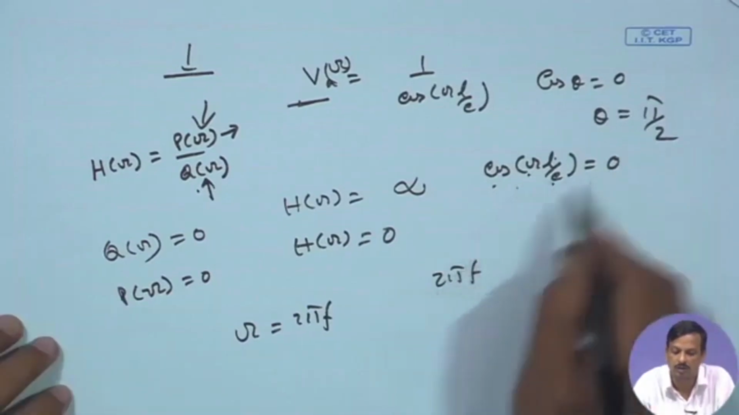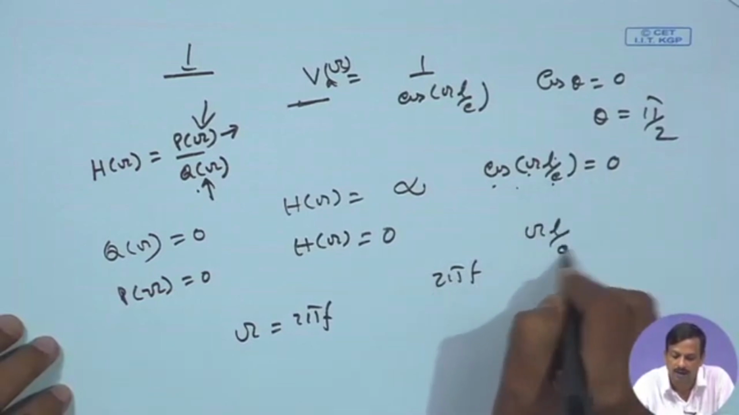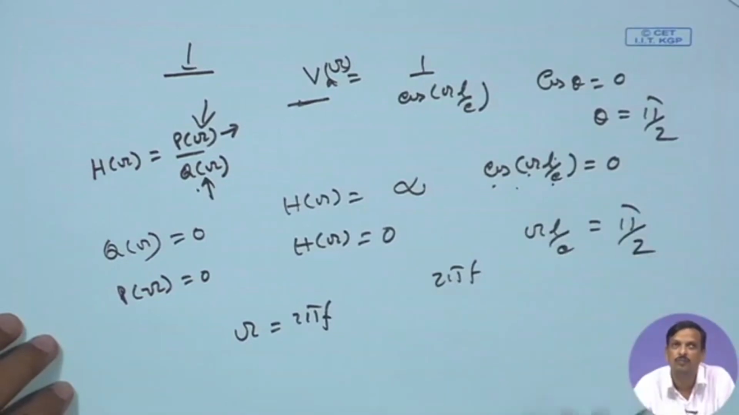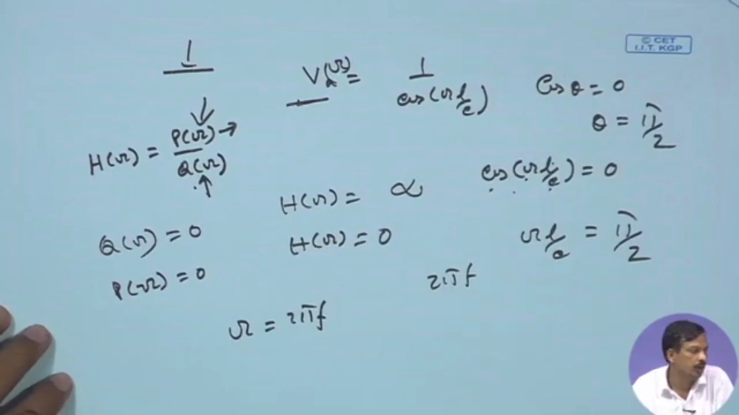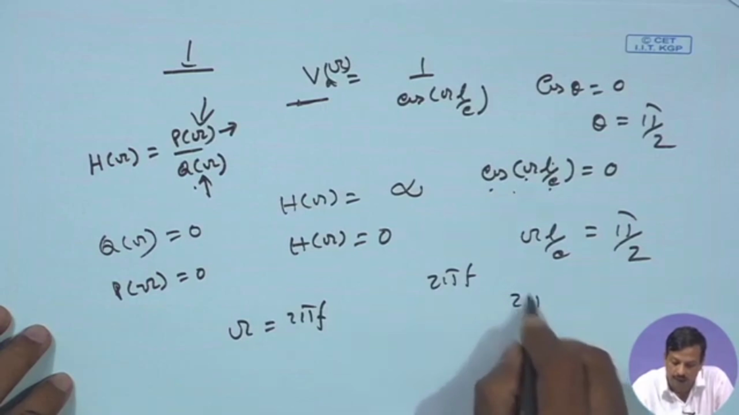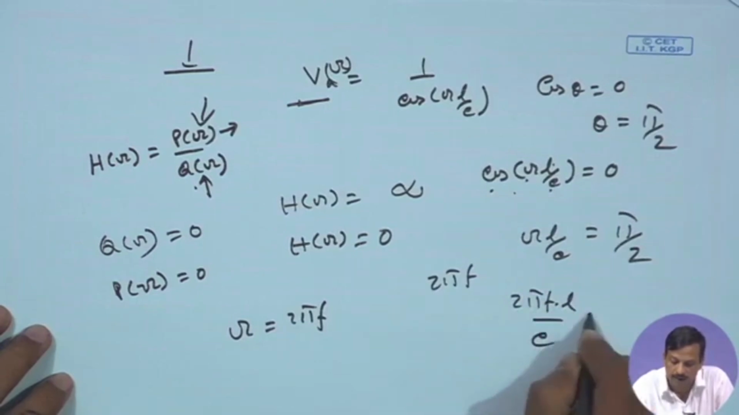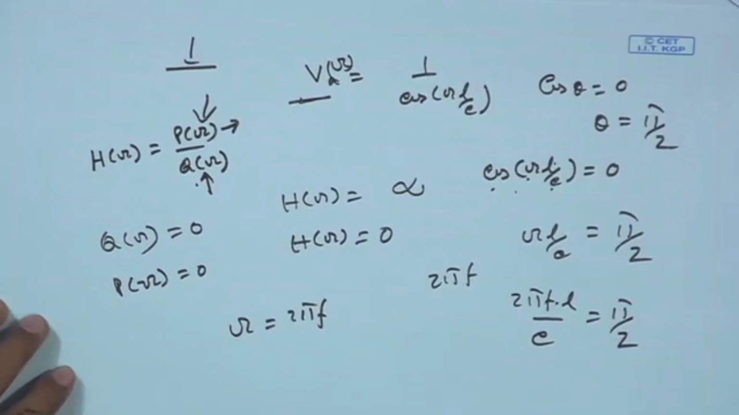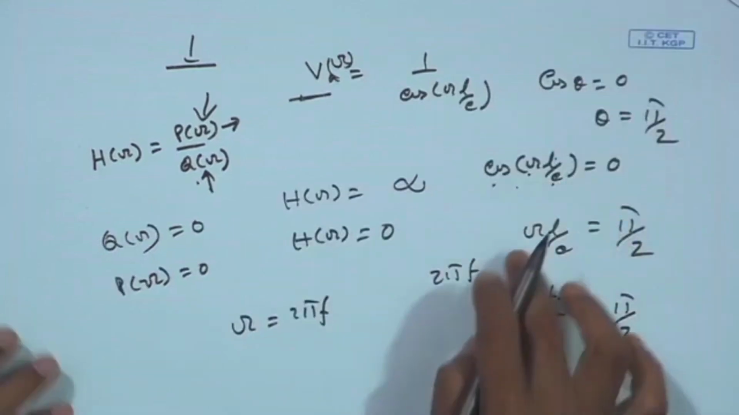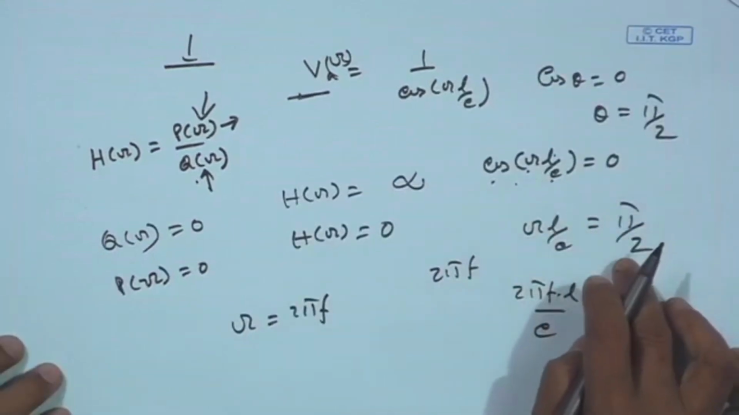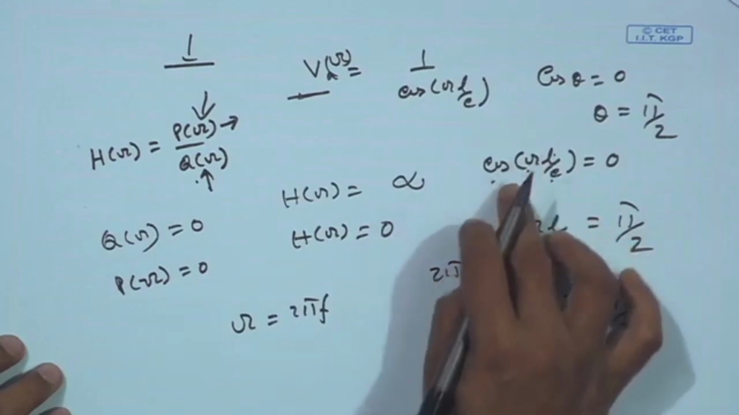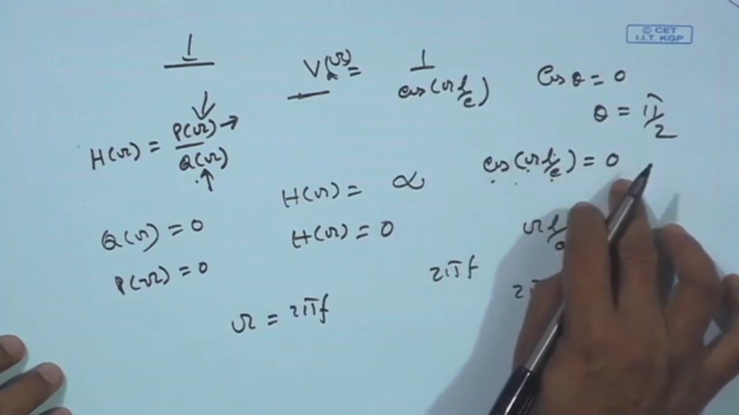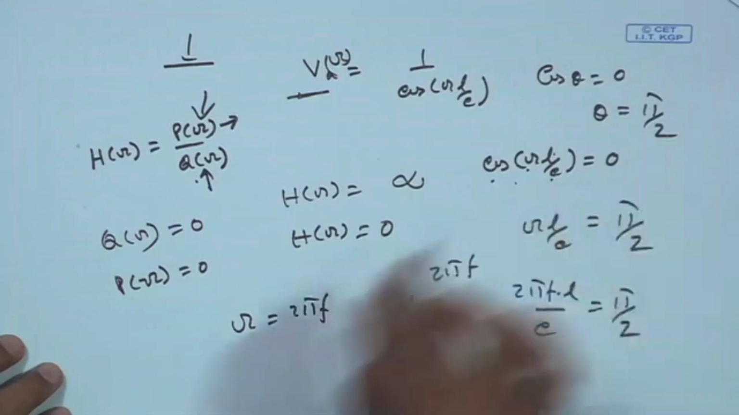So, I know omega L by C should be pi by 2. Okay. Let us put that 2 pi f L by C is equal to pi by 2. So, I know at theta is equal to pi by 2, cos theta is equal to 0. So, omega L by C is equal to pi by 2. If pi by 2, then cos omega L by C is equal to 0. So, resonance will occur.